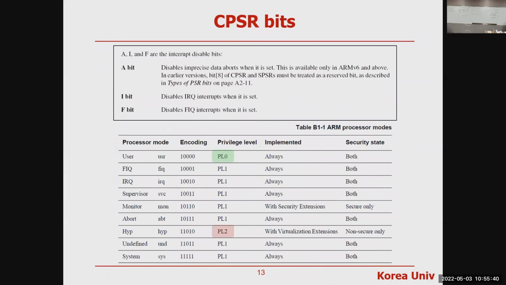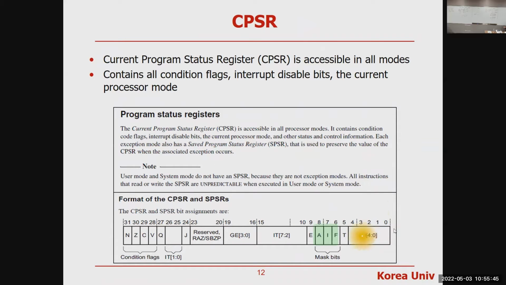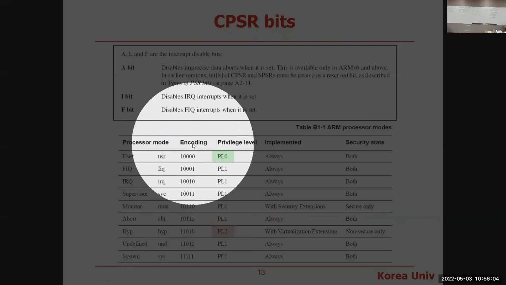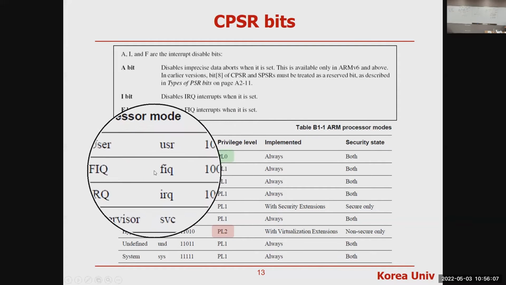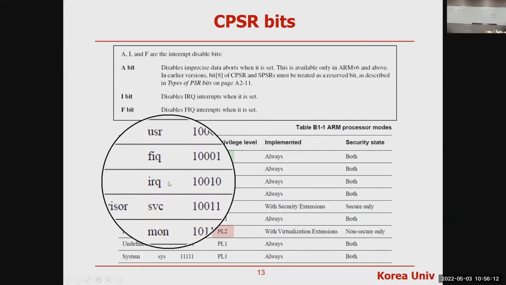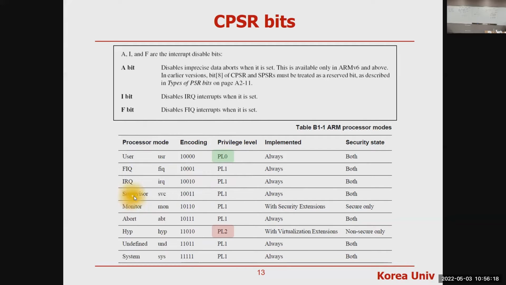Let me refresh your memory. This is the CPSR register. Here you have a mode field, which defines which mode the CPU is operating in now. Let's check out this encoding. If you are in user mode, the mode field will contain 1 and 4 zeros. In FIQ mode, 1, 3 zeros and 1. In IRQ mode, 1, 2 zeros and 1 0. Supervisor mode, this value.